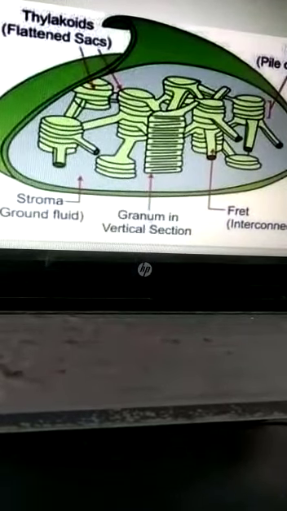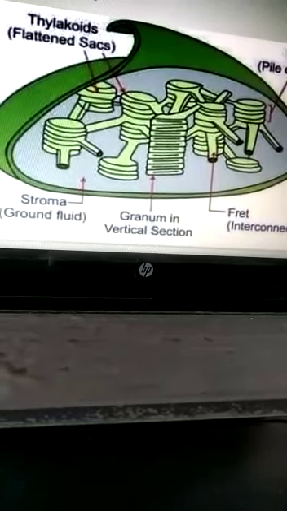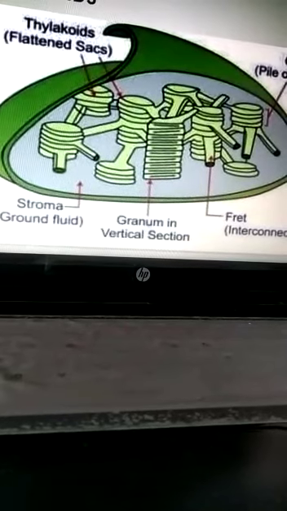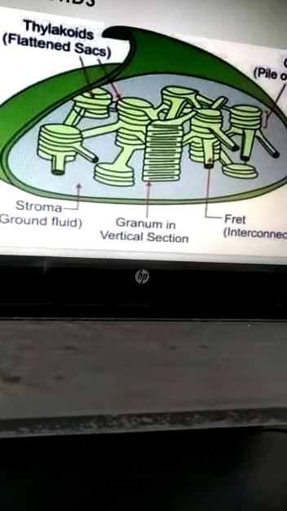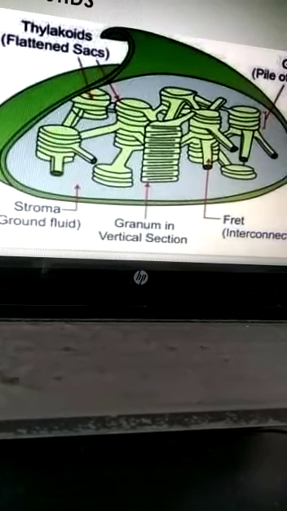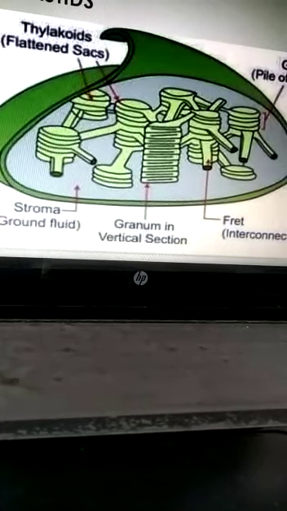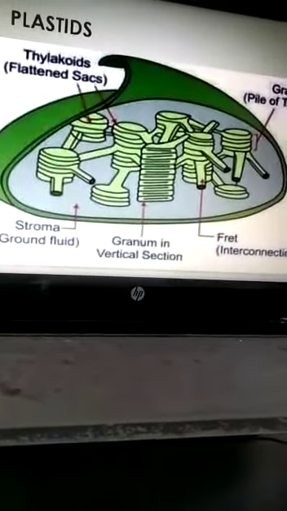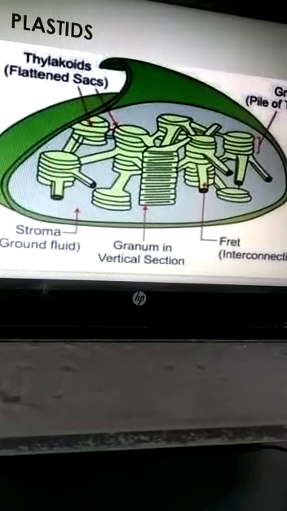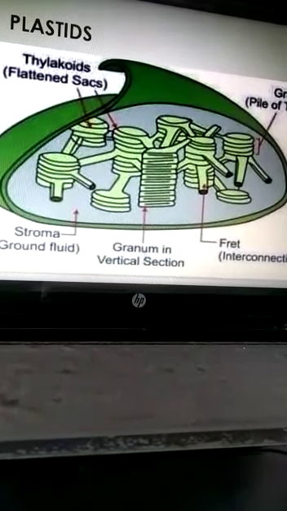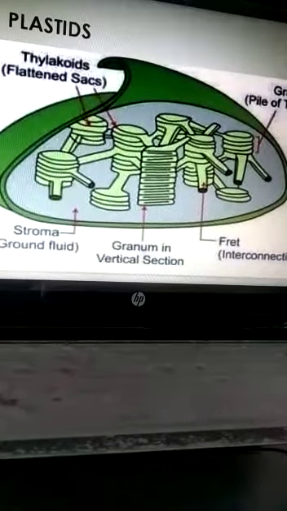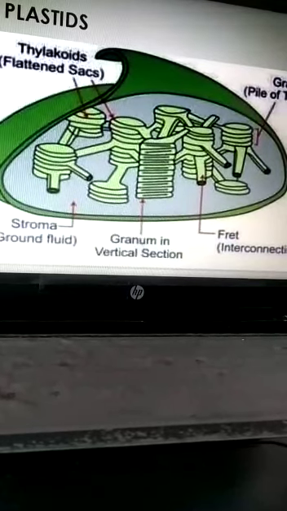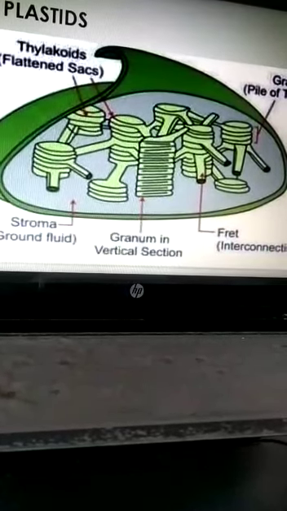A chloroplast is bounded by two membranes, one outer membrane and an inner membrane. The inside of the chloroplast is clearly marked into a colorless ground matrix called stroma. Stroma is a homogeneous matrix in which grana is embedded. Stroma contains a variety of photosynthetic enzymes, DNA and ribosomes.